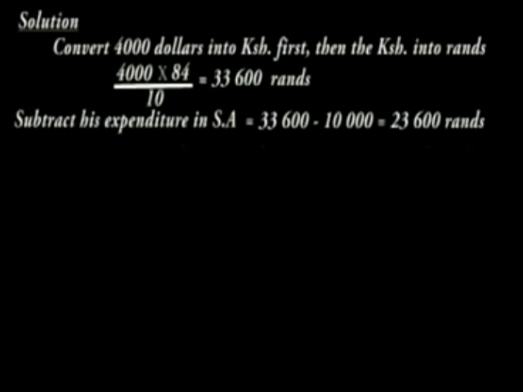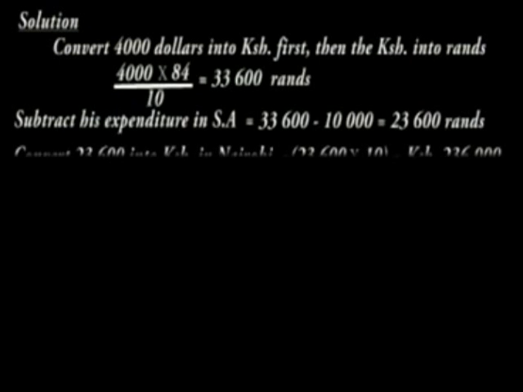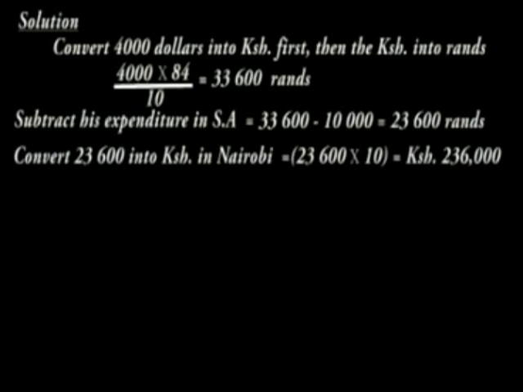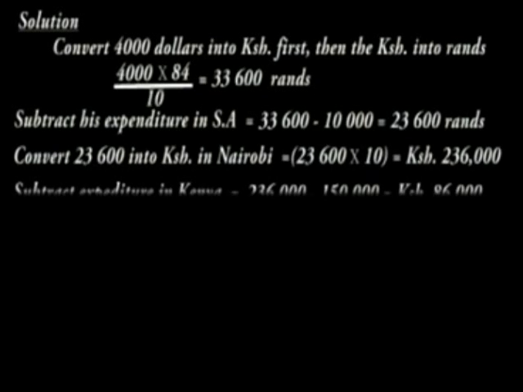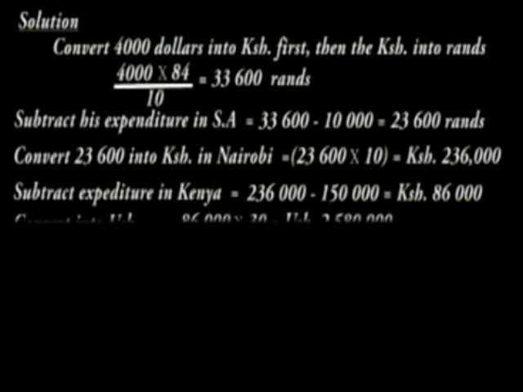23,600 rands. Now the 23,600 rands have to be converted into Kenya shillings now in Nairobi, so we multiply by the exchange rate of 10 Kenya shillings per rand, and we get 236,000 Kenya shillings. We then subtract his expenditure in Kenya, that is 150,000. He remains with 86,000 Kenya shillings.